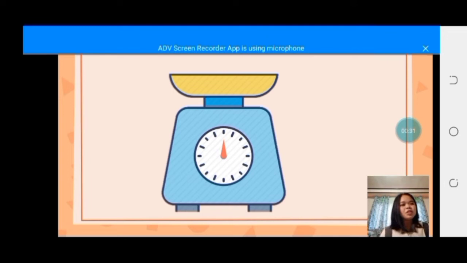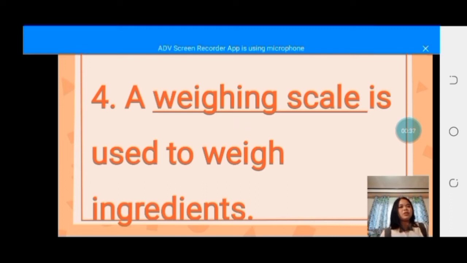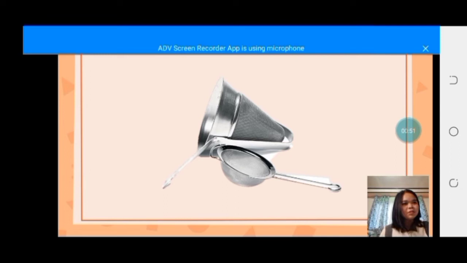So, class, this one. Yes, very good. A weighing scale is used to weigh ingredients. It is used to weigh the ingredients. Am I right, class? Okay, very good. Okay, how about this, class?